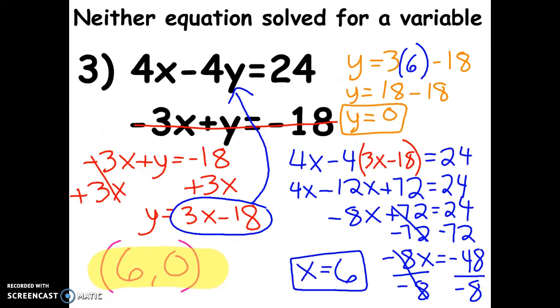All right, for number 3, you should have gotten 6, 0. Take a minute to look at this work if you did not get the answer so that you can find your mistake.